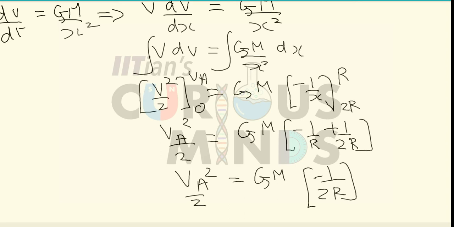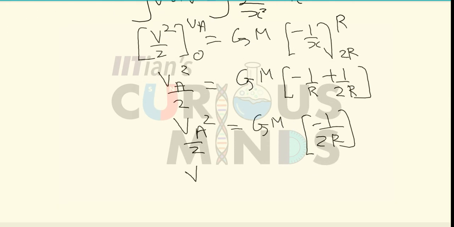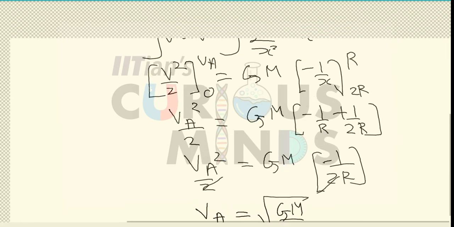If I only want the magnitude over here, VA will be equal to root of 2 GM by 2r, and 2 will get cancelled out, so it will be equal to root GM divided by r. If I only want the magnitude, the negative sign will get cancelled out. Now this is the velocity as it reaches point A.